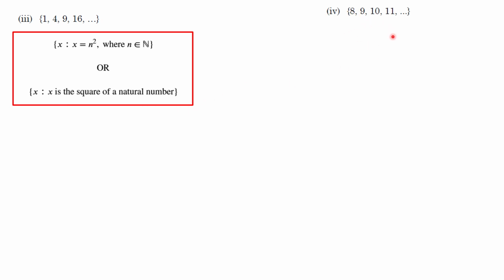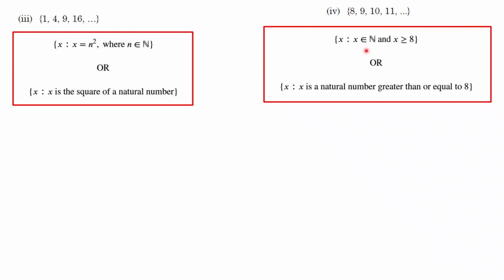Next, 8, 9, 10, 11. So you can write x is a natural number and x should be greater than or equal to 8, or x is a natural number greater than or equal to 8. So either you can use a symbol or you can write a full description. Both are fine.